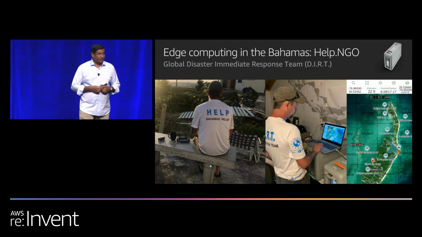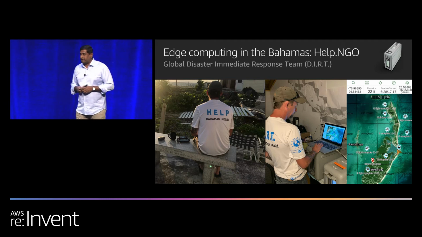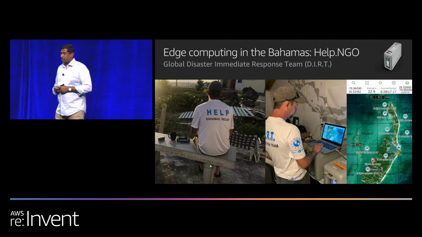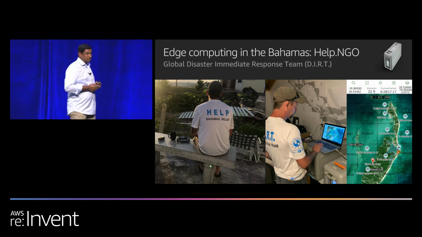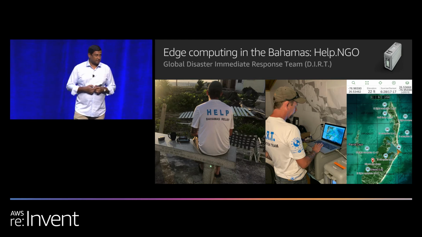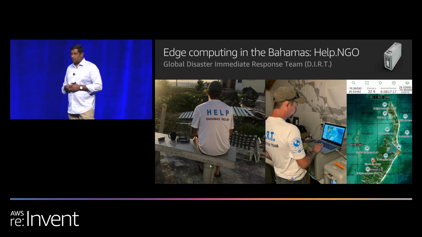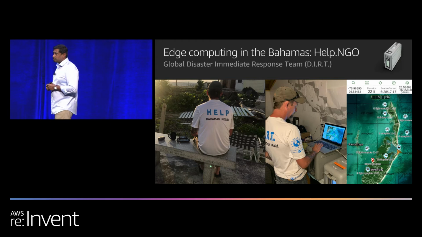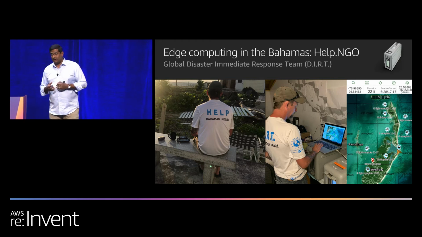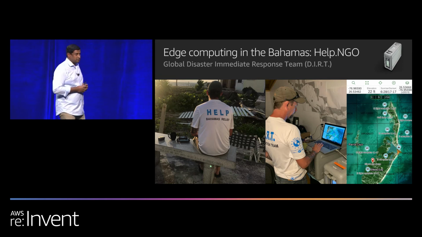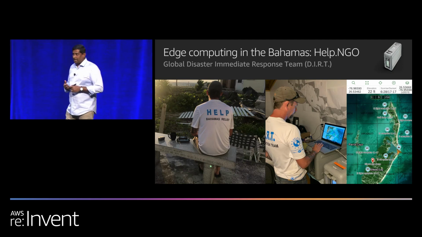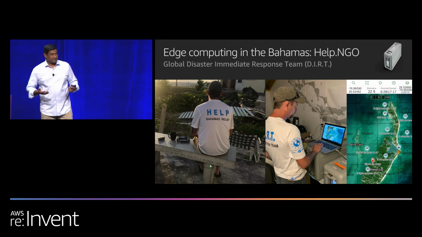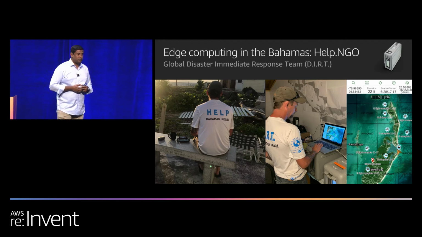Hurricane Dorian, which was a Category 5 hurricane, hit the Bahamas in early September 2019 and caused extensive damage across the islands that make up the Bahamas. Hurricane Dorian is one of the 2 most intense hurricanes to make landfall in the Atlantic Ocean, and it caused extensive damage. Help.ngo was engaged to fly drones across all the islands and capture aerial imagery to help assess the damage. The AWS disaster response team worked with Help.ngo, and they made use of 2 Snowball Edge compute optimized devices to analyze the imagery captured by the drones, to assess the damage, and provide that information to the humanitarian response teams.